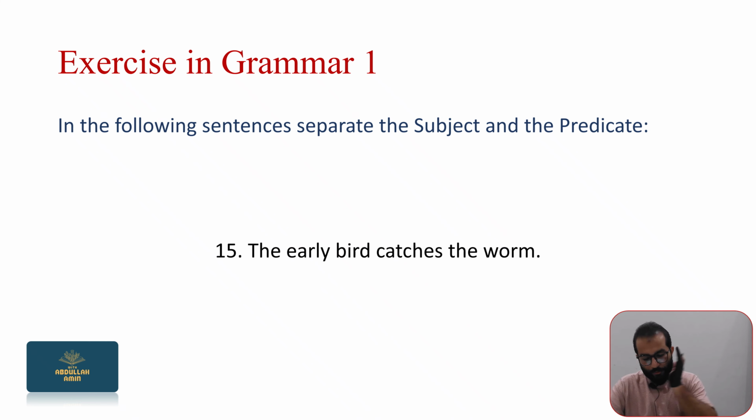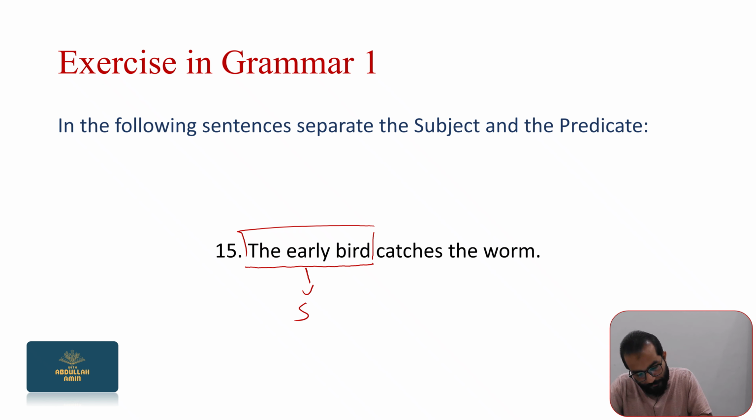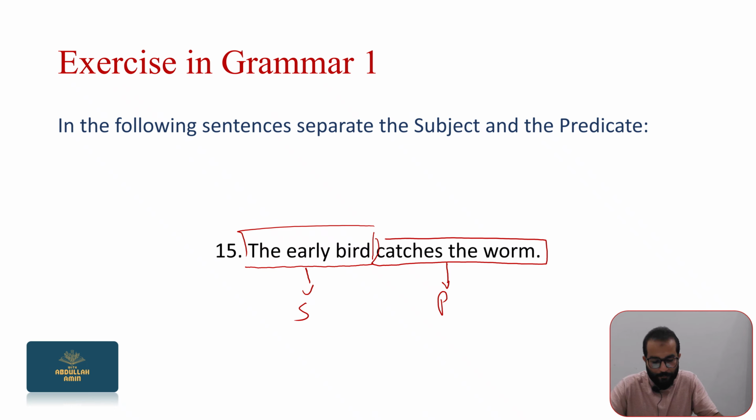Okay ji, so number 15 we have the early bird catches the worm. So over here these first three words, this part is the subject, the early bird only, not birds, and then we have catches the worm, this is the predicate in this example. I hope this is clear.